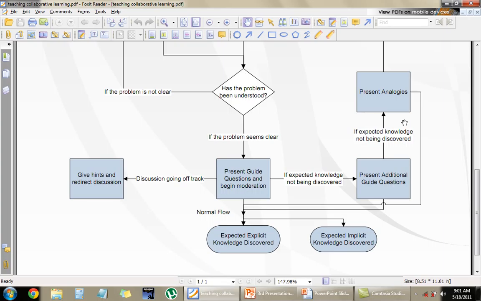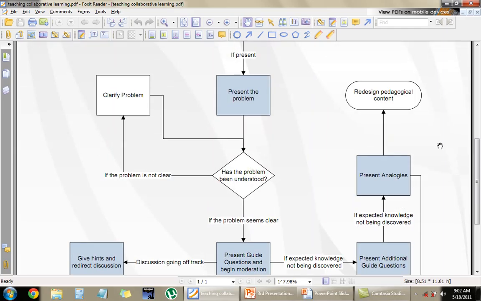Normally, if the students manage to discover this knowledge, well and good. But if they don't discover it, and we will get to what happens then, if they are failing to discover this knowledge, as a lecturer it is your responsibility to give them additional guide questions. If even that does not work, you present them with things called analogies. And if that does not work, then you as a lecturer know that your pedagogical content needs to be reworked. That is, the students either do not have the prerequisite knowledge, you misjudged the level of prerequisite knowledge, or your guide questions are simply not good enough to lead them to the knowledge.